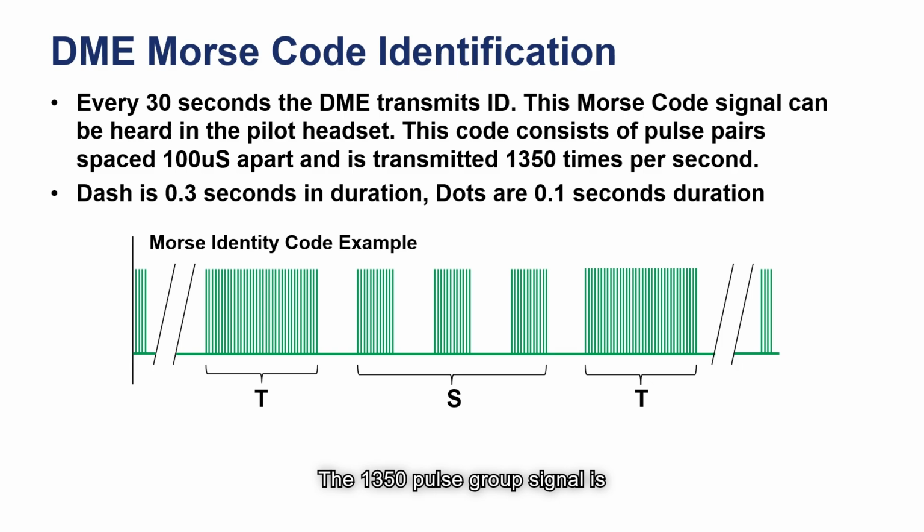The 1350 pulse group signal is keyed by the DME keyer approximately every 30 seconds. These identity pulse groups formulate the dashes and dots of the International Morse Code Identification Signal. The dash is 0.3 seconds, while the dot is 0.1 seconds in duration.